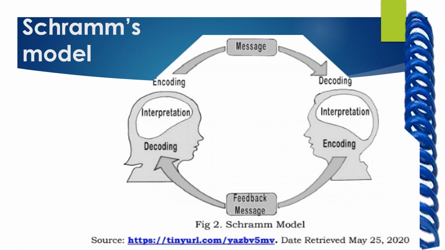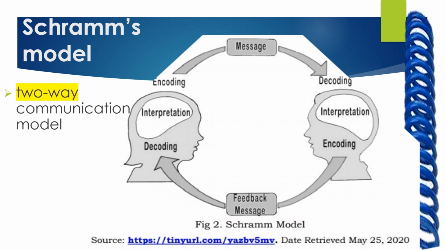Schramm's model is a two-way communication model. The process goes on starting from the sender or source, who encodes the message transmitted to the receiver, who interprets and decodes the message, and feedback is sent back to the source, who in turn decodes and interprets the information sent.